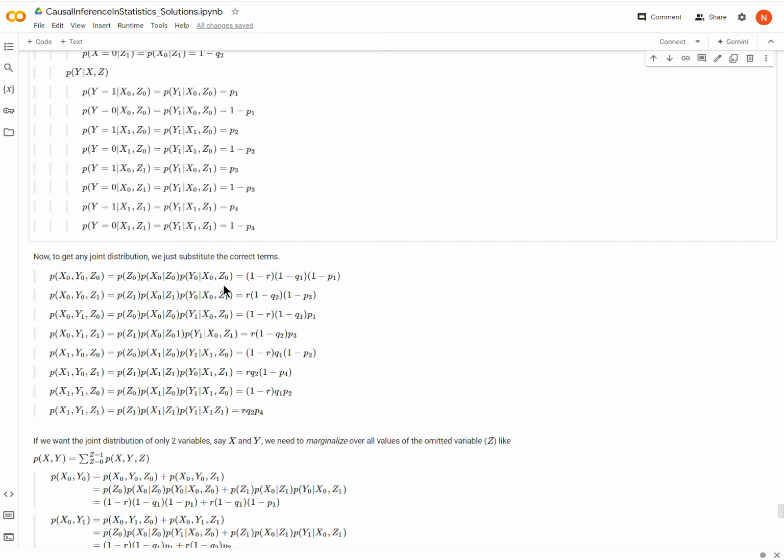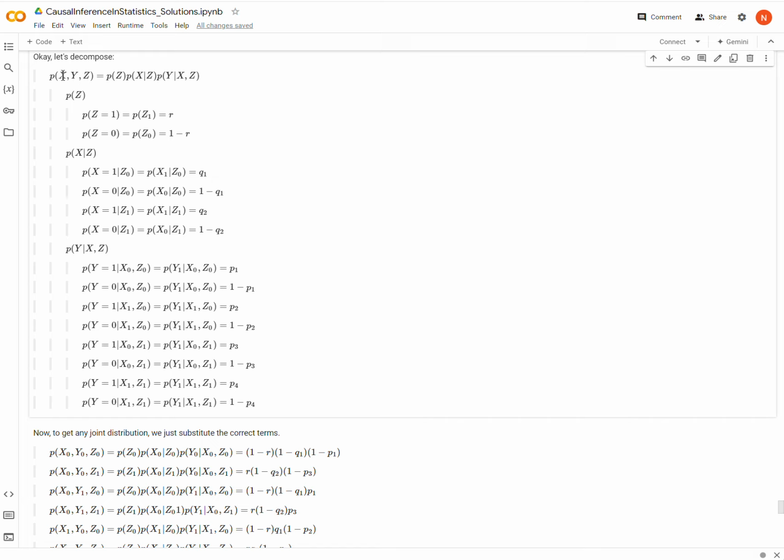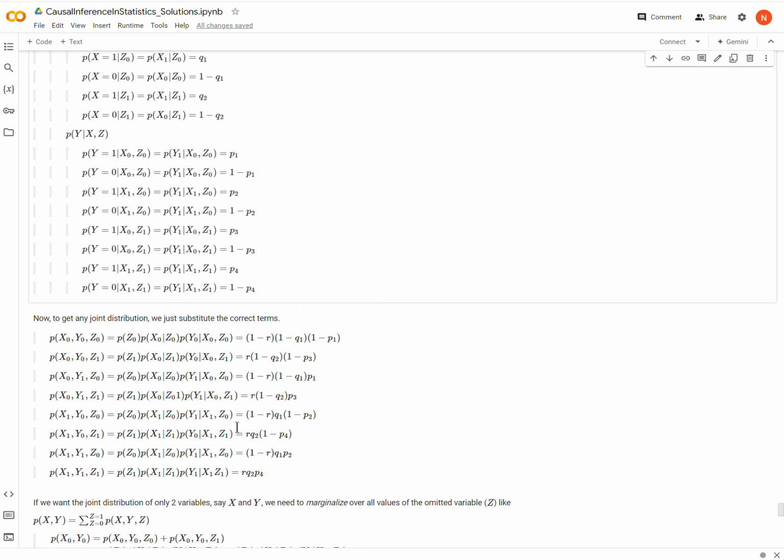Oh, I skipped a part. I'm sorry. What we've done up here with the three-way joint distribution is decompose everything into the individual terms and find the values for these terms. But if I actually want the joint distribution, I have to go back through and recombine them, right?